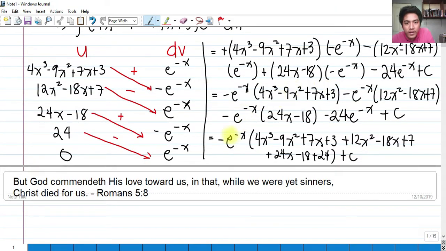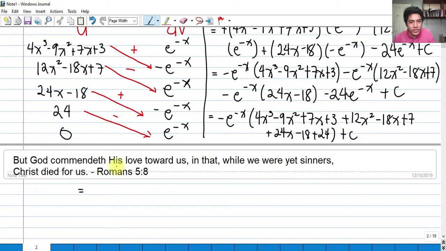So I factor out negative e raised to negative x so that we have this polynomial. So we have negative e raised to negative x, simplify, 4x cubed. Is there any other cube raised to cube here? None. So we have 4x cubed. Negative 9x squared plus 12x squared, that is 3x squared. Okay, don't have any other.